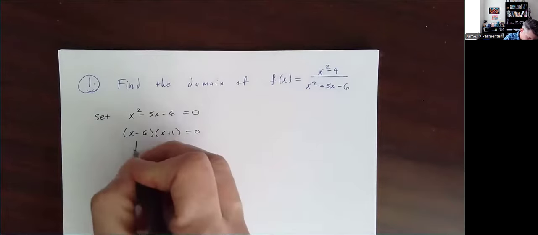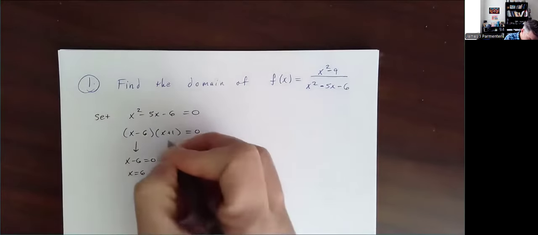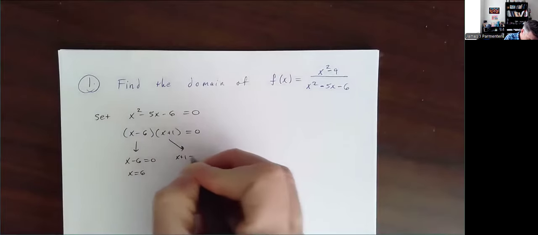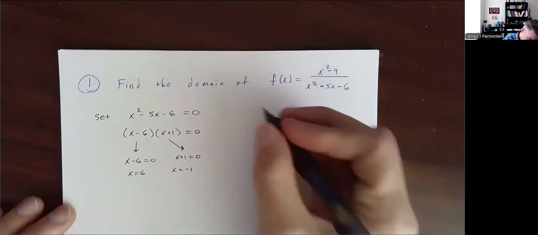So then, if you set this factor equal to 0, you're going to get x equal to 6. If you set that factor equal to 0, you're going to get x equal to negative 1. So those are the 2 values we want to exclude, because those are the 2 values that make the denominator equal to 0, and we can't divide by 0.